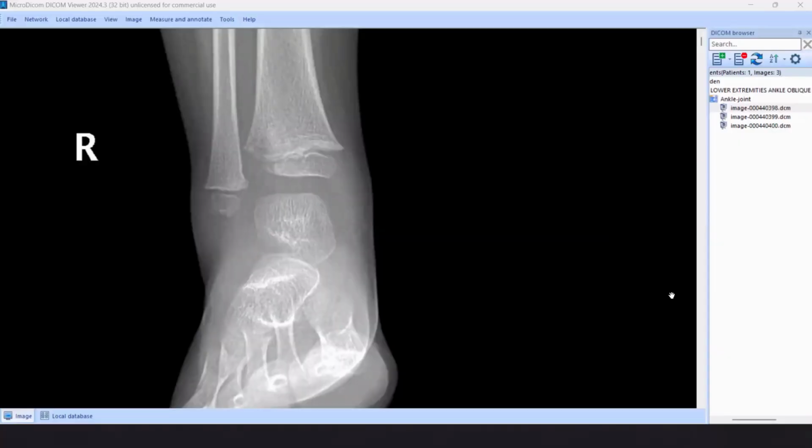This is a frontal radiograph of the right ankle for a child. Yes. Okay. I can see there's a lucent line there in the epiphysis of the distal tibia.